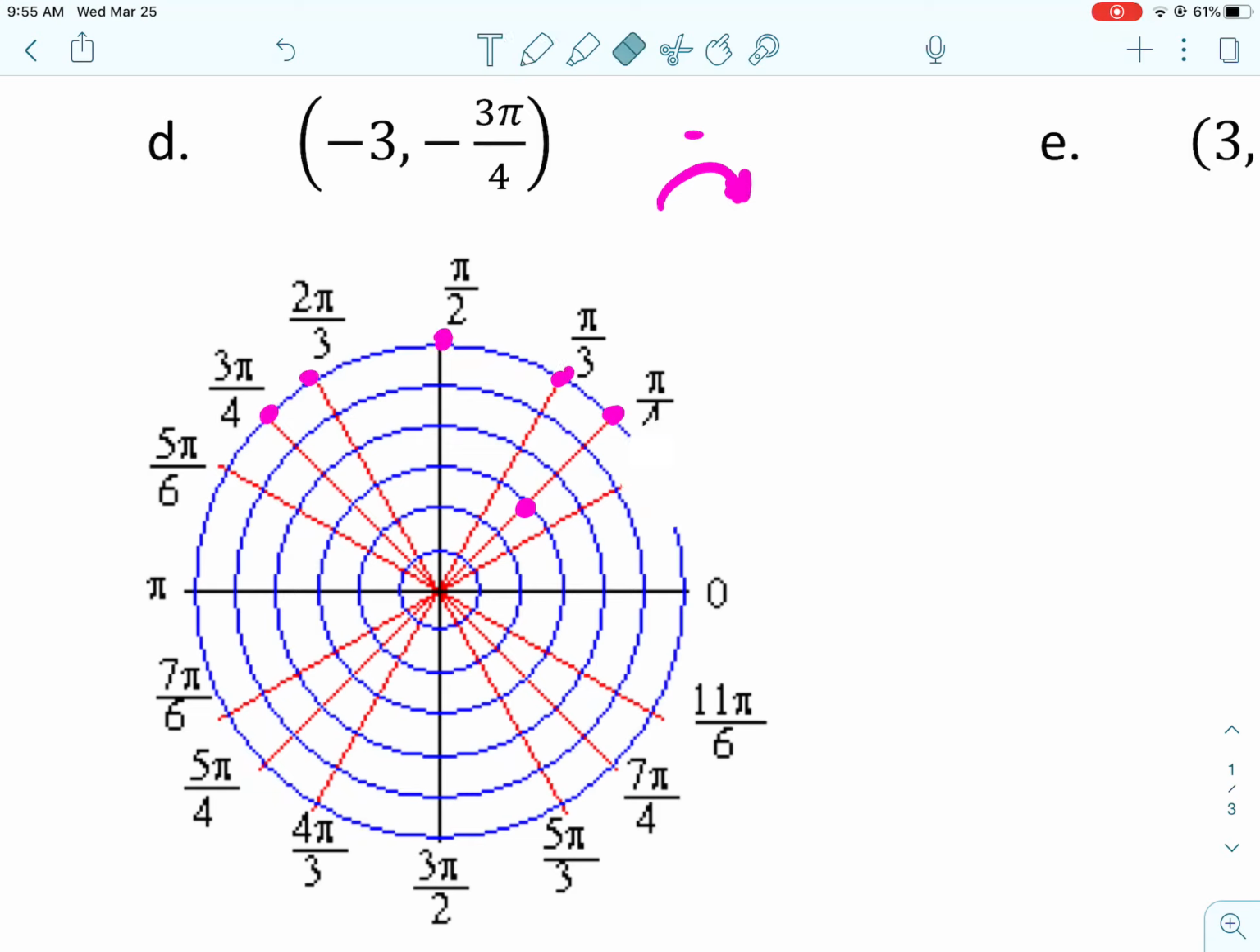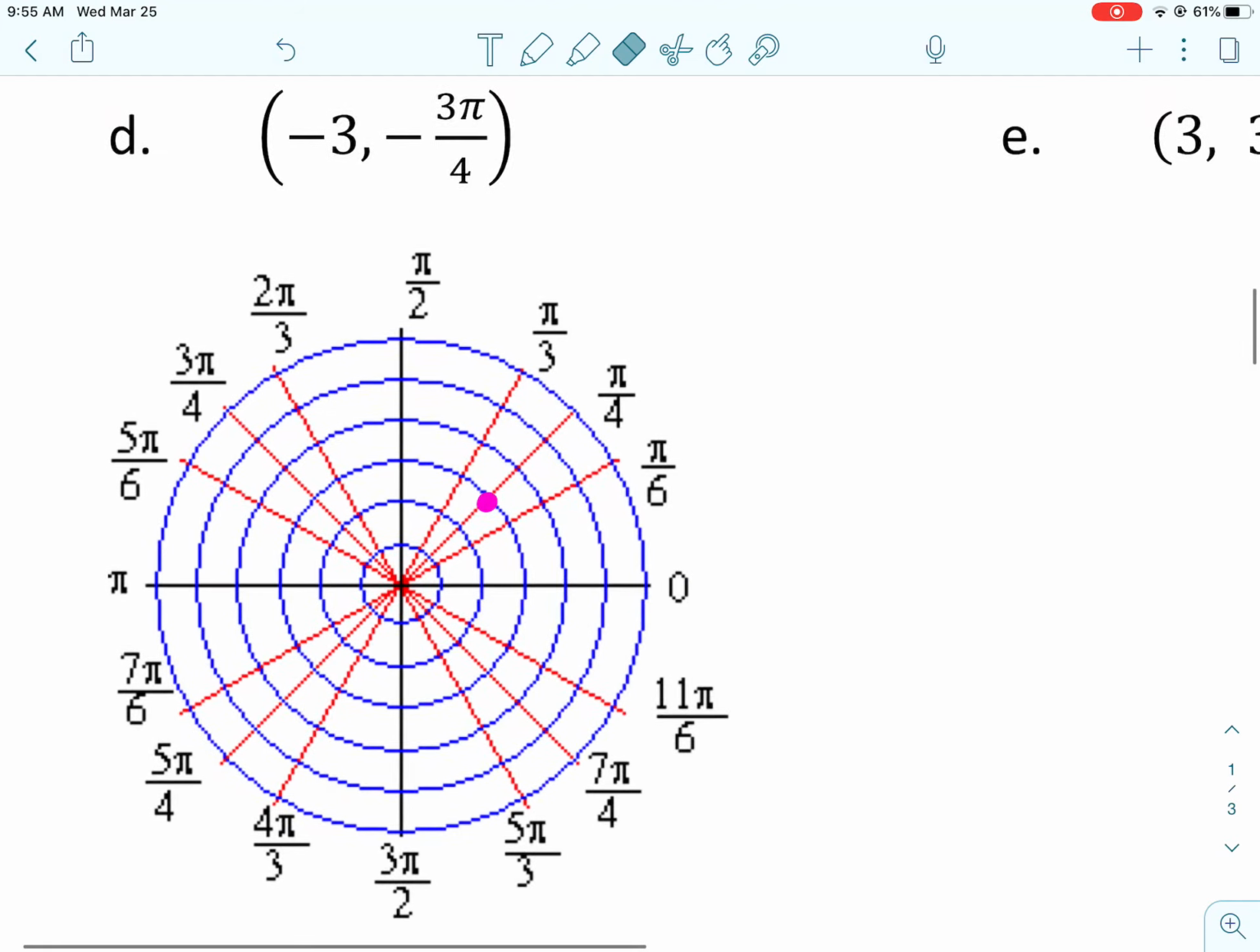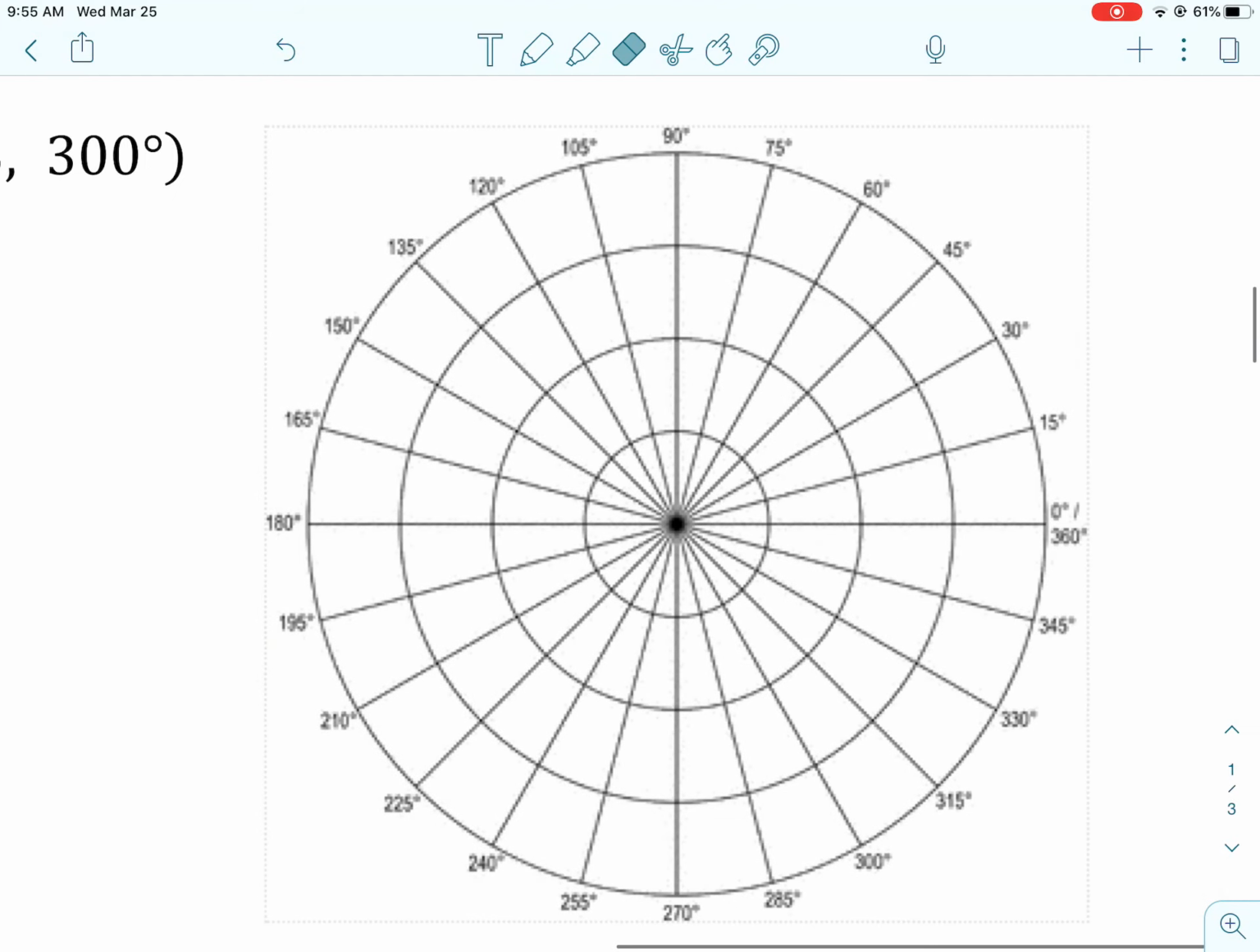Right. You also could count lines like we did before. So to get 3 pi over 4, it's 1, 2, 3, 4, 5, 6 lines. And so what you would have to do is starting over on the negative 3 side, count 6 lines. And that's going to take you to that point.